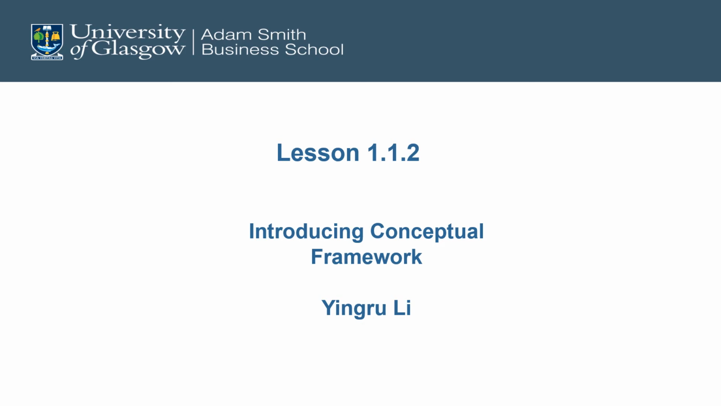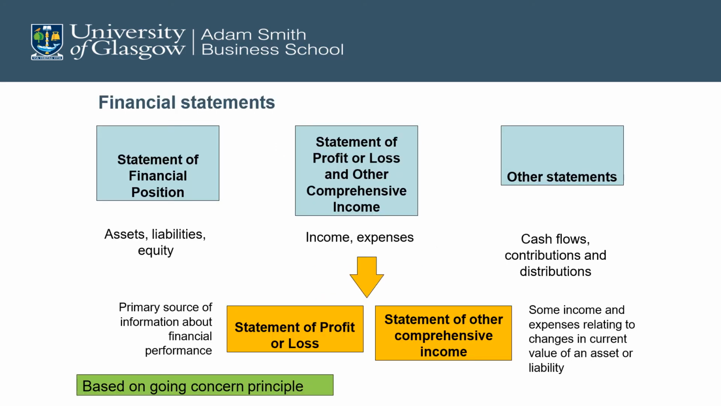Welcome back. In this session, I will be introducing you to how you recognize accounting items. When we talk about financial statements, we're referring to three types of them. The statement of financial position contains assets, liabilities, and equity.